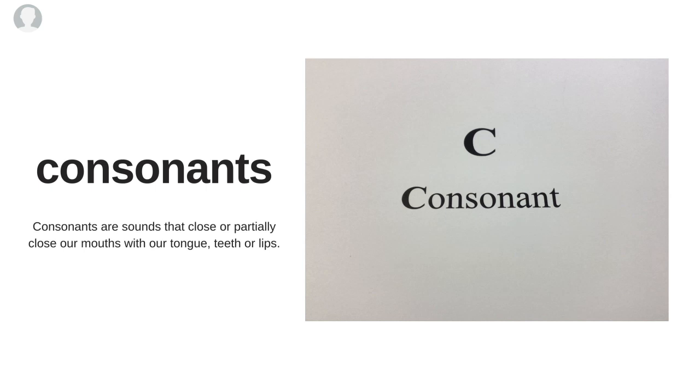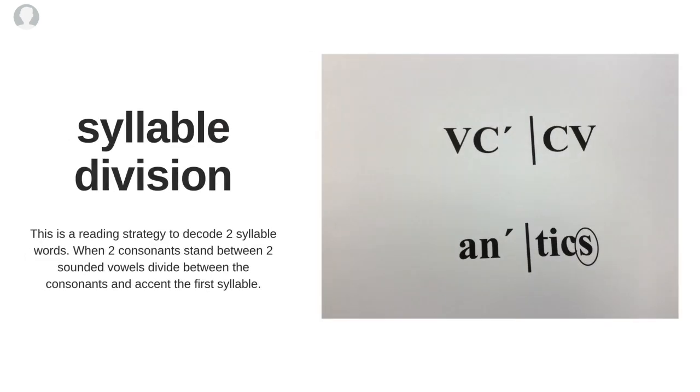Consonants. Consonants are sounds that close or partially close our mouths with our tongue, teeth, or lips. Syllable division. This is a reading strategy to decode two-syllable words. When two consonants stand between two sounded vowels, divide between the consonants and accent the first syllable.